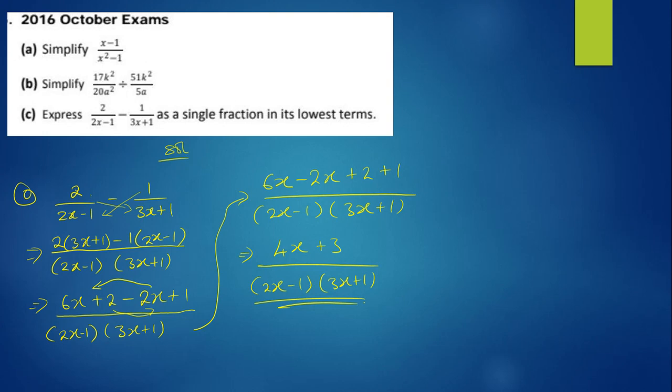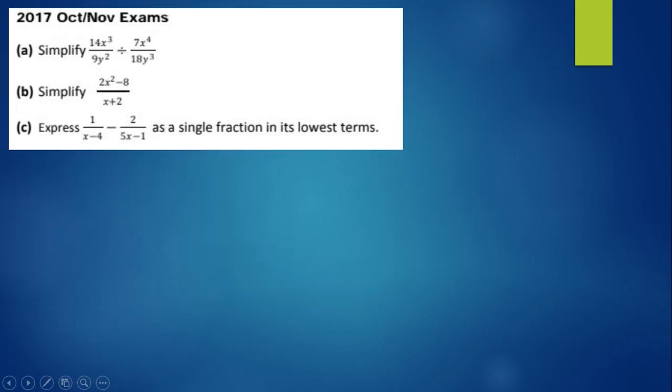Now let's do the other question so that you can understand clearly. So we're having this question that came in the 2017 October November exam. The first question says simplify this. So how can you simplify that? So I'm sure you're having an idea on how to go about this one now. So 14x to the power 3 over 9y squared like that, divided by 7x to the power 4 over 18y to the power 3 like that. I said this first part you just have to maintain it like that, and then this division will change into multiplication. Once division changes into multiplication, the denominator will become the numerator, and the numerator the denominator.